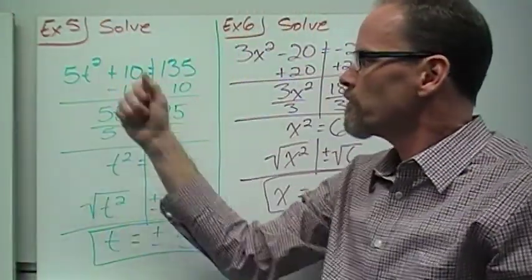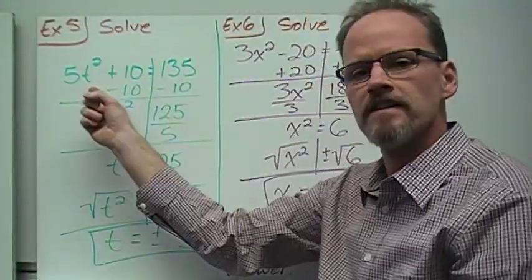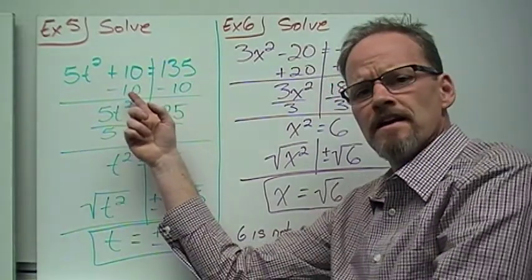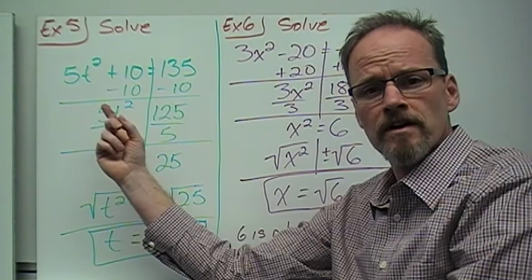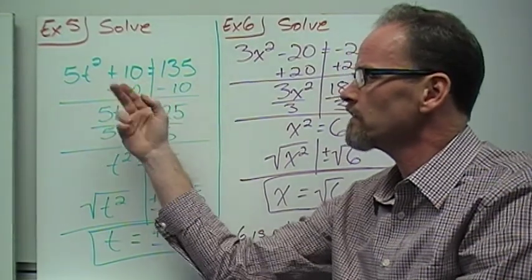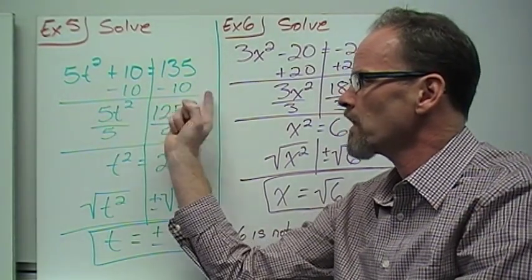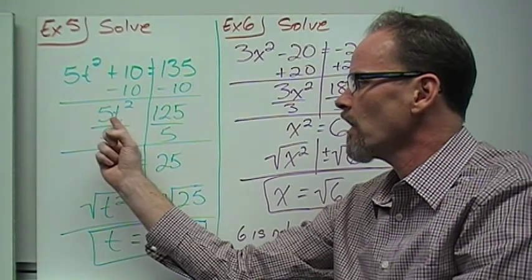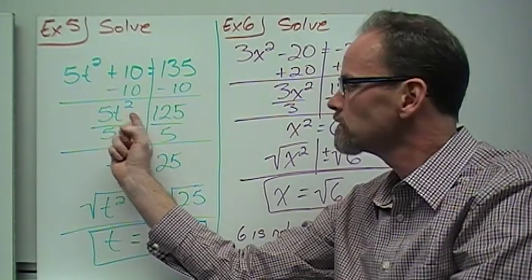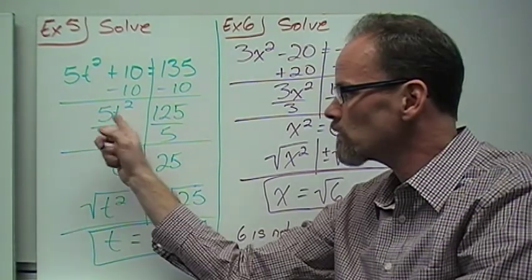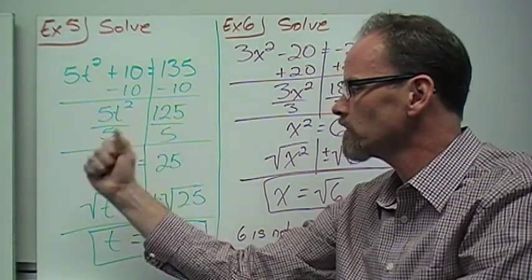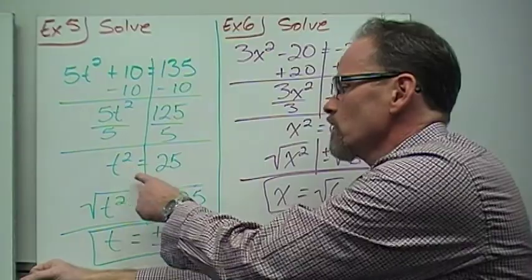All right, example 5. 5t squared plus 10 equals 135. Again, inverse operations right away. I look for the constant and I subtract 10 from both sides. Now I have 5t squared equals 125. I divide by the coefficient of t squared, so that's 5 on both sides. And now I have t squared equals 25.